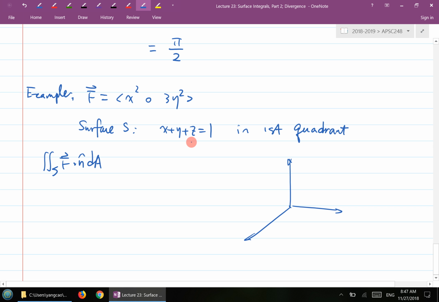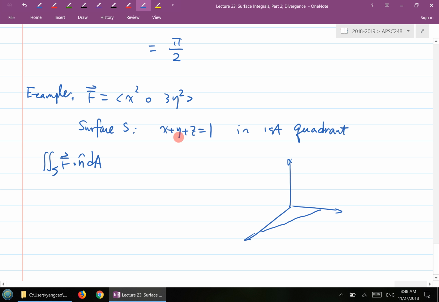For this particular plane, if you set any one of the variables to be 0, for example, if I set z to be 0, then you get x plus y equal to 1. Basically, that's the intersection of the plane with the xy plane. So when you intersect this plane with the xy plane, you're essentially intersecting with z equal to 0, and you get x plus y equals 1 here.